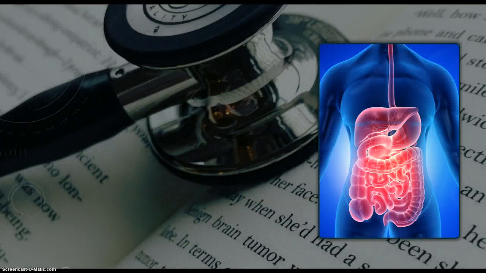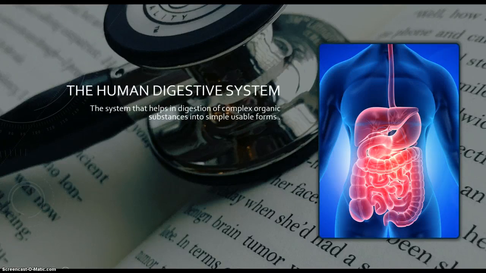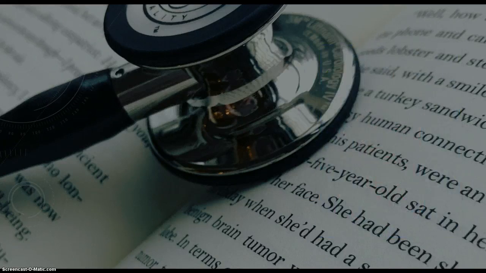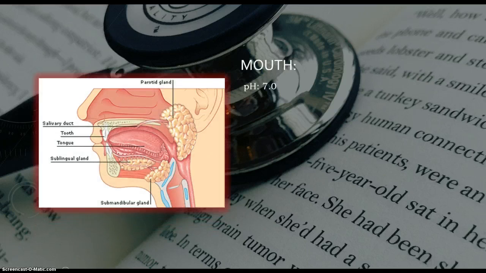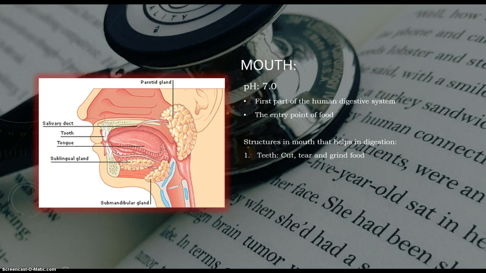Now let us discuss human physiology in a broader way. First of all comes the mouth. It has a pH of 7.0, that is the neutral pH. It is the first part of the human digestive system and the entry point of the food. The structures that help in digestion inside the mouth are, number one, the teeth. They help in cutting, tearing and grinding the food.